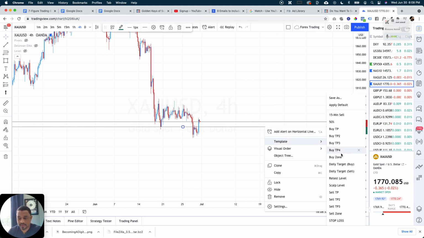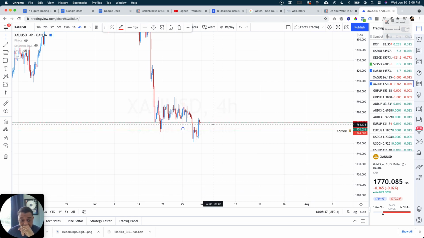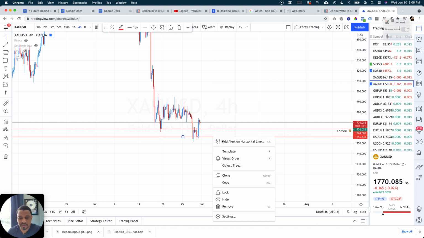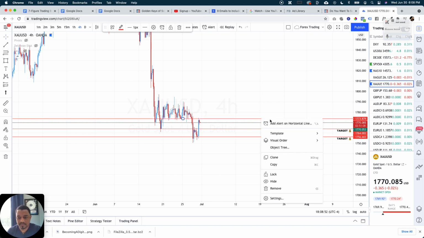On a sell, this is a target. If it breaks below here, my next target is the next area of noise. My buy zone would be here.